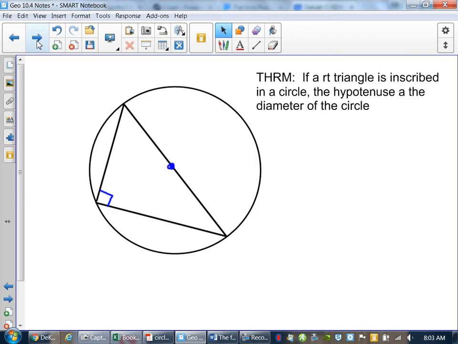Oh, this is easy. A right triangle is inscribed in a circle. The hypotenuse is always a diameter. It has to be, because if the right angle is inscribed on the circle, what's it always going to run into? Diameter. And what's always the segment opposite a right angle? It's a hypotenuse. In this case, it just happens to be called a diameter because it's inside of a circle.